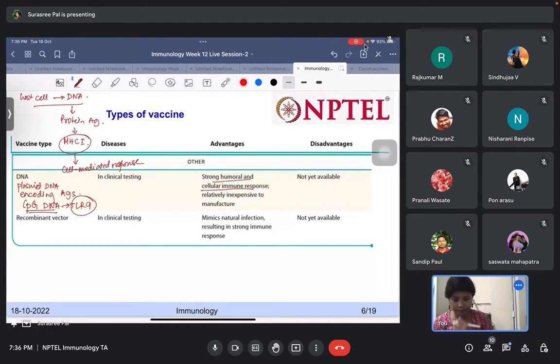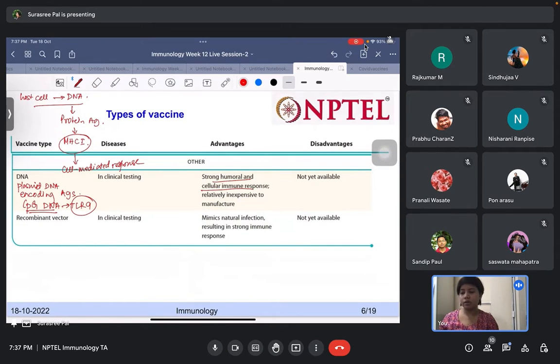Now, an improved method of administering DNA vaccines is that they are coated with microscopic gold particles, gold nanoparticles, for better delivery of these DNA particles, or they can also be delivered by gene guns. So this causes rapid delivery of the vaccine. So that's all about DNA vaccines.